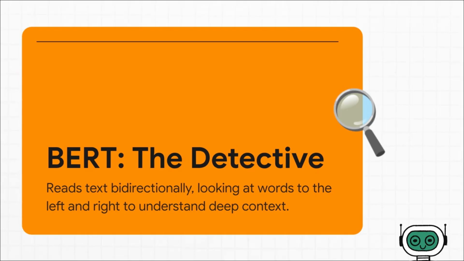BERT is our detective. Its entire goal is deep understanding. It reads a sentence bi-directionally. That means it looks at the words to the left and to the right of any given word, all at the same time. To figure out what "bank" means in "I went to the riverbank," it has to see the word "river." This makes it an absolute master of understanding context.